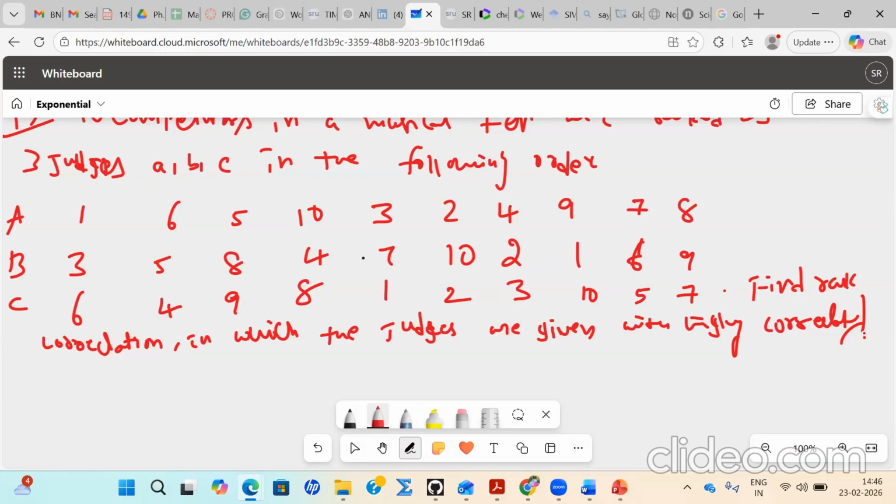Now we should decide which is highly correlated. The judges C and A combination is better than the other combinations. That means C and A have a correlation because they have given proper judgment. So that way we need to understand. Whoever the judge is there, B, next time while doing the task, you should eliminate them. Okay? Clear? That's all.